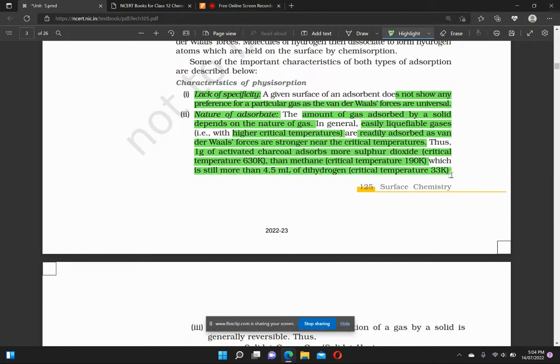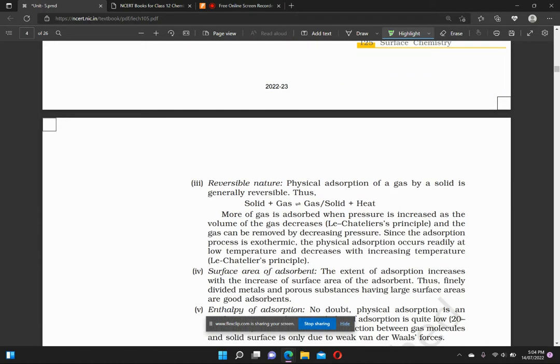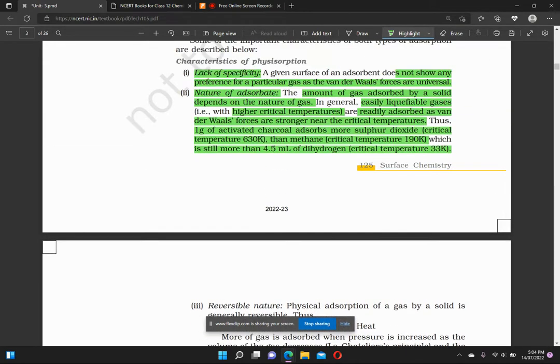Okay. So 1 gram of activated charcoal, since its temperature is 630 kelvins, what will happen? Adsorption of sulfur dioxide is more. Activated charcoal adsorbs sulfur dioxide more when compared to methane because the critical temperature of sulfur dioxide is more when compared to methane. Okay, so you can see when critical temperatures are more, adsorption is directly proportional to critical temperatures.